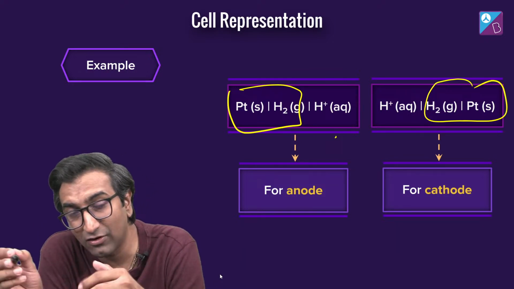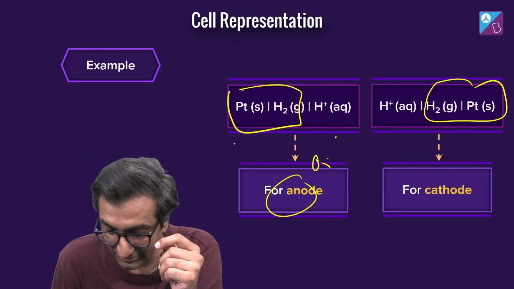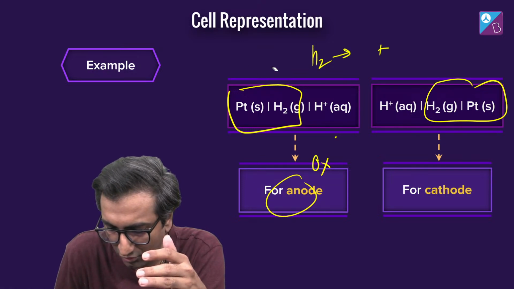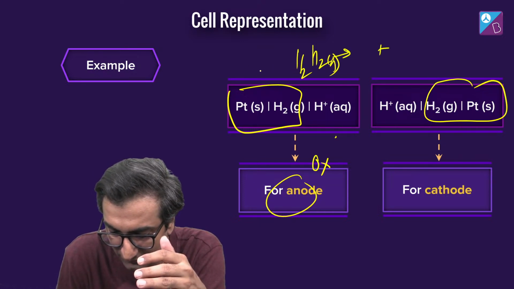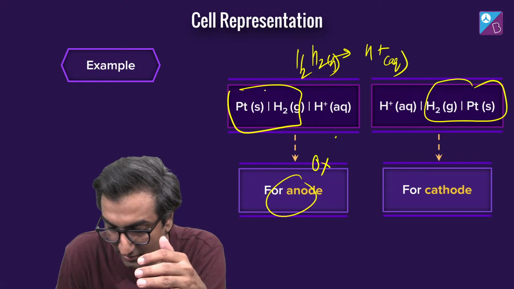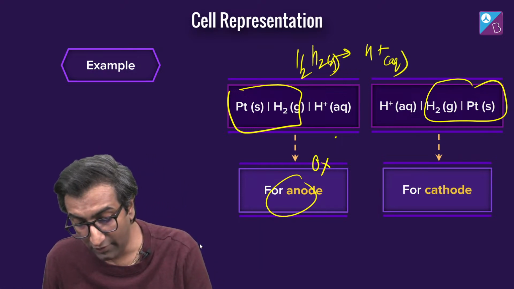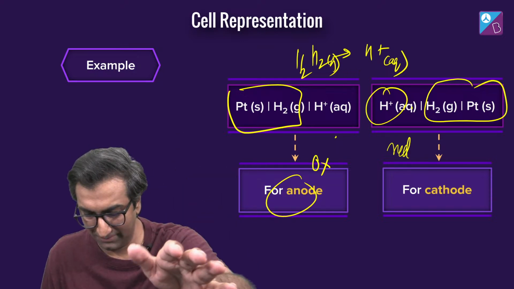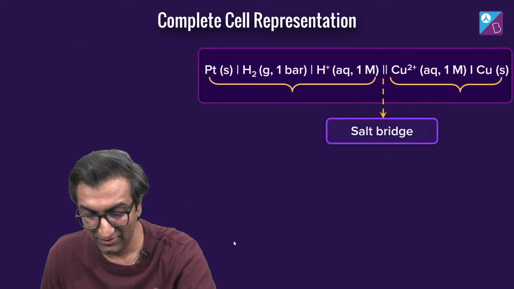The other part is, here oxidation is happening, which means the reaction is this. Or you can also write it like this: half H2 gas gives H plus aqueous. Or there's reduction happening, so you will write it first. That's it. Figure it out from logic. Please don't try and mug this. It gets very, very scary.